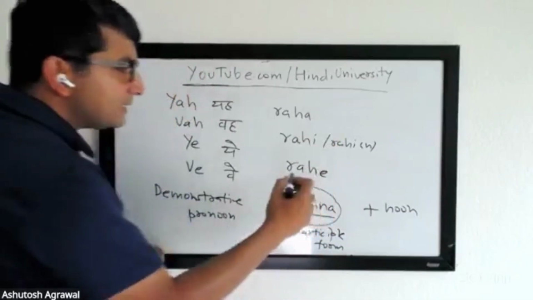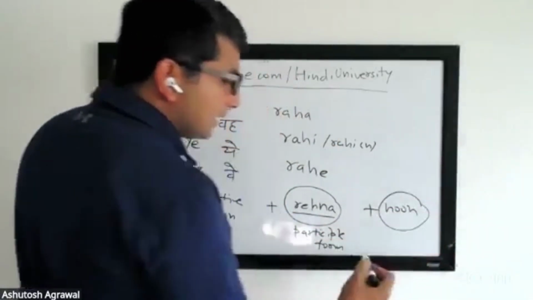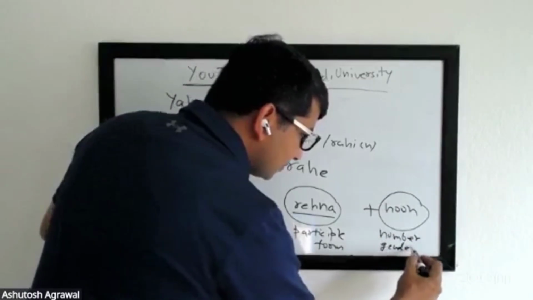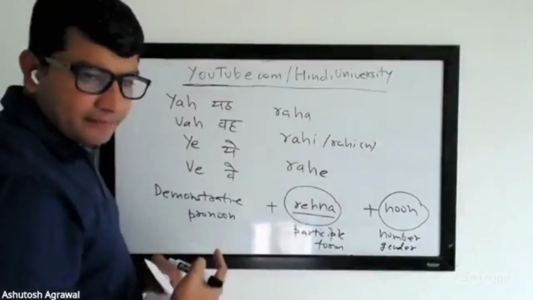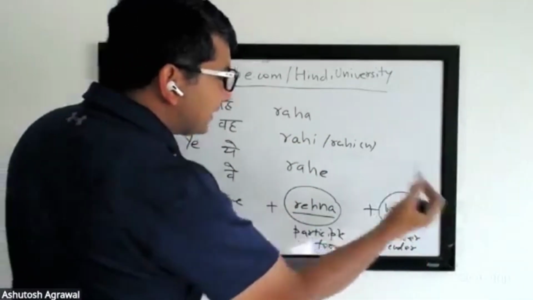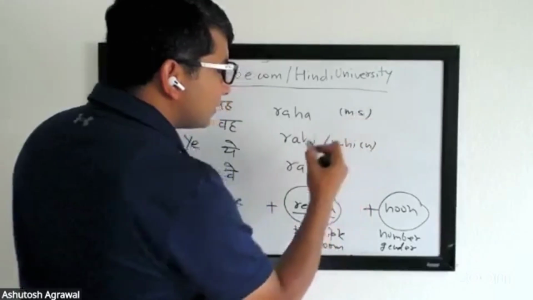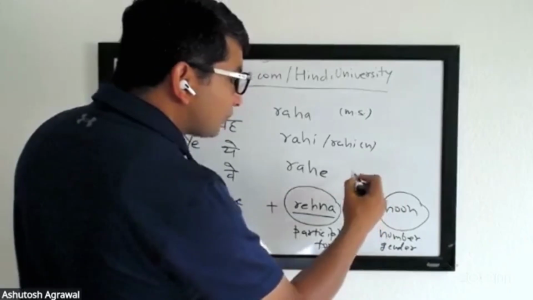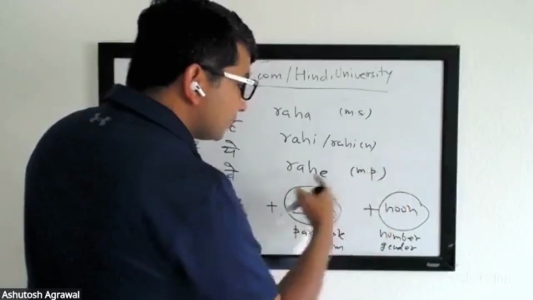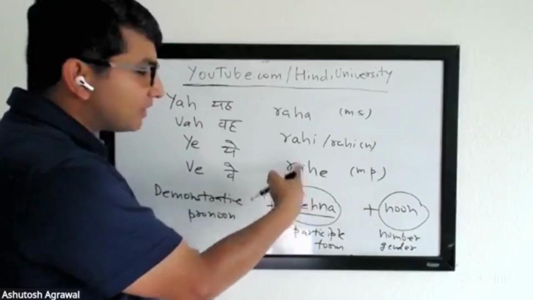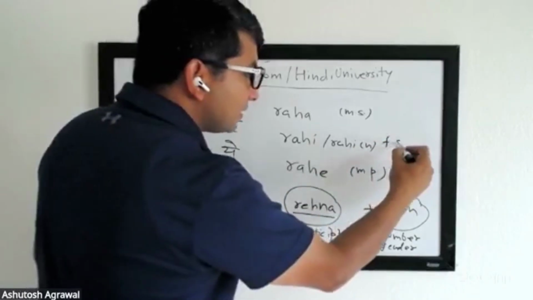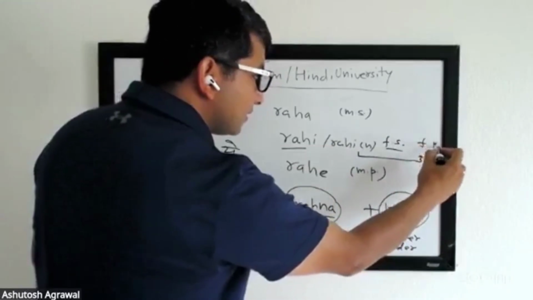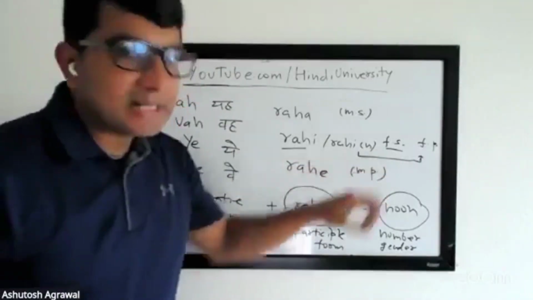Now when you're using these, you have a noun here, and based on the number and the gender of the noun, you will use raha, rahi, or rahe. Okay, if the noun you're pointing to is masculine singular, you will use raha. If the noun you're pointing to is masculine plural, you will use rahe. If the noun you're pointing to is feminine singular, you will say rahi, and if it is feminine plural, you will use rahin with a nasalized sound.